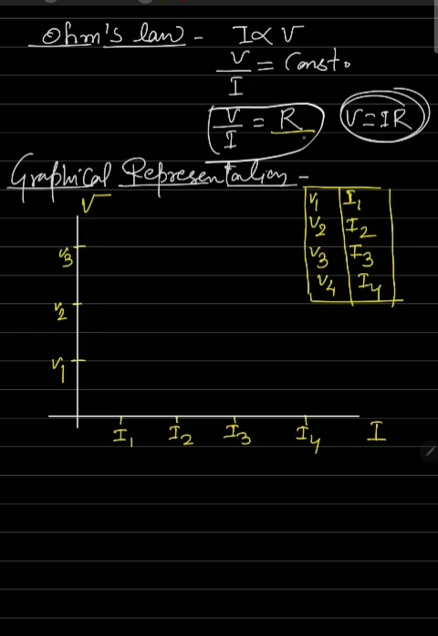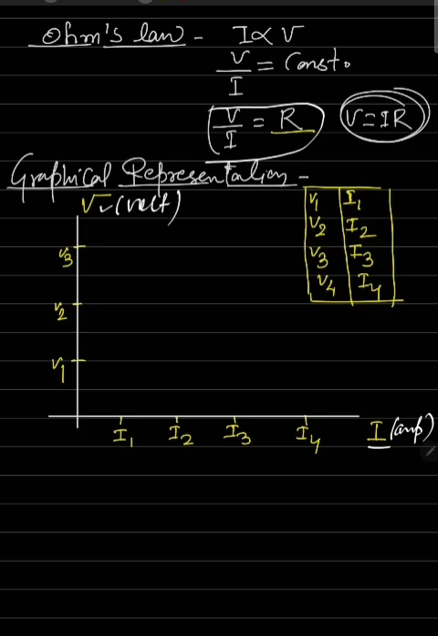where R is resistance. And what is resistance? That we also discussed in the previous class. Resistance is the obstruction offered by a conductor to the flow of current. Now there is a graphical representation of Ohm's law. When we represent Ohm's law in a graph, on the y-axis we take V, and on the x-axis we take current. Suppose current is given in ampere and potential difference is given in volt.